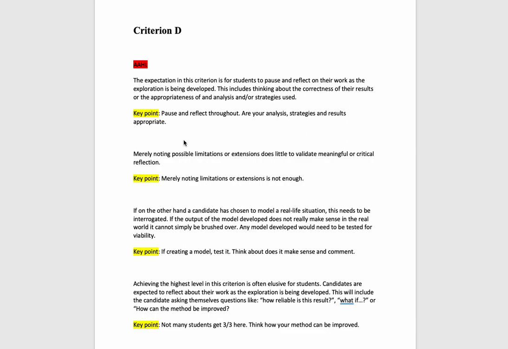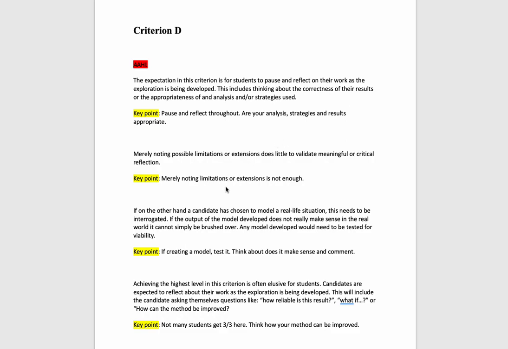Okay, criterion D is reflection. Pause and reflect throughout your IA. Are your analysis, strategies, and results appropriate? Every time you do something and get a result, you have to stop, pause, and reflect and think about it. How appropriate is this result? How appropriate was my method?